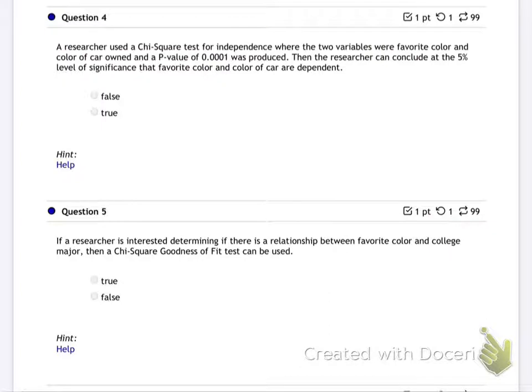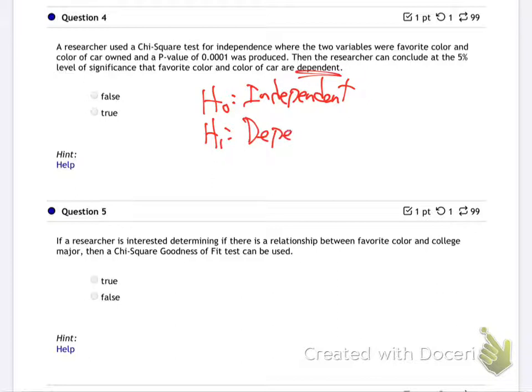On we go. So it's goodness of fit. Next one, number 4. A researcher used a chi-square test for independence, where the 2 variables were favorite color and color of car owned, and a p-value was produced. Then the researcher can conclude they're dependent. Is that true? We'll just do exactly what we did a minute ago. So they're talking about a test for independence. So you know how that goes. Right on your exam 4 notes, it says H0 is always independent. H1 is always dependent. And the p-value came out super low. That's certainly lower than any significance level, certainly lower than 0.05.